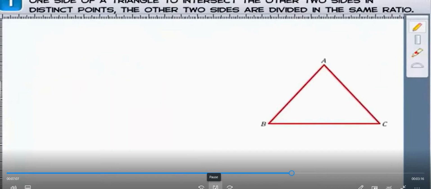A triangle ABC is given such that a line drawn parallel to side BC intersects the other two sides AB and AC at points D and E respectively. If we prove that AD upon DB is equal to AE upon EC, then the theorem will also be proved.